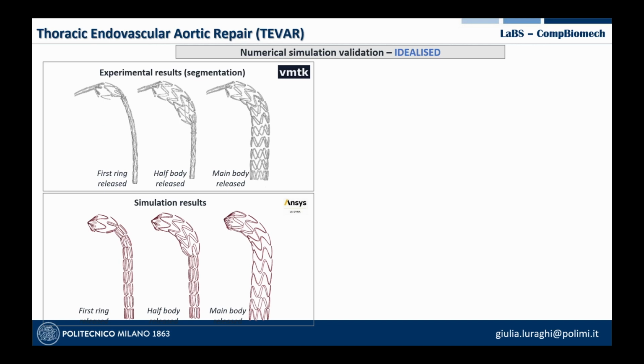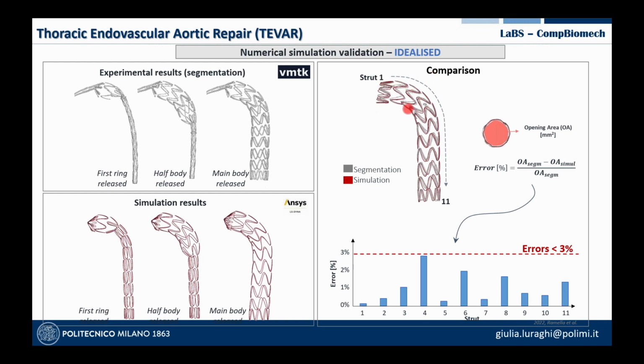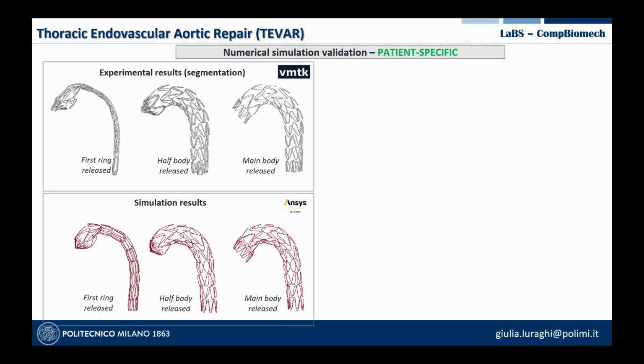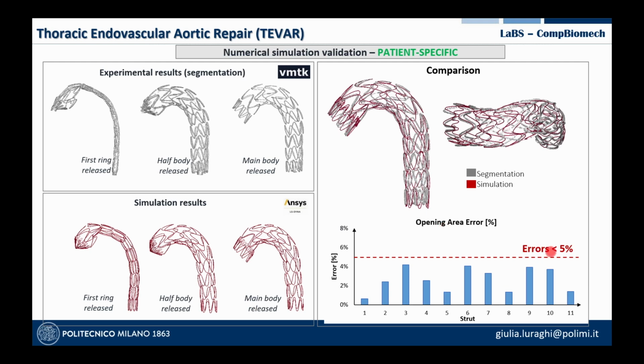Since we have the segmented configuration of the device during the deployment, we can compare the segmented one and the configuration from the simulation. So we can measure the error. We can do, for each strut, the error in terms of opening area. For the idealized aorta, we have very good results with errors below 3%, while for the patient-specific aorta, we obtain errors less than 5%. It's a very, very good result in our opinion.